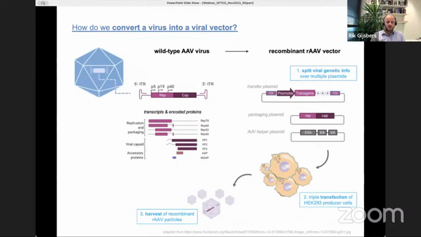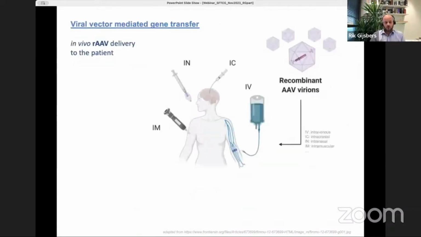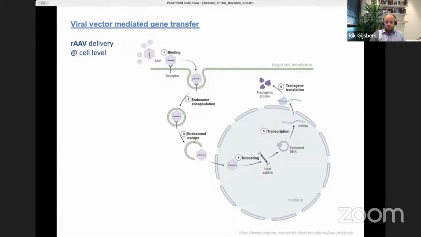This can be collected, concentrated, and purified, and this will result in a gene therapeutic product that can be applied to our patient to try and reach the cells or the target tissues. Depending on the type of target tissues, we can go with an intravenous application or an intracranial application, for example. The AAV particles will bind specific receptors depending on the serotype of the AAV vectors.